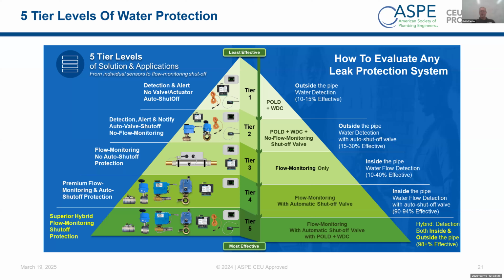And then tier 3, when you start getting into flow monitoring, it's about 10 to 40% effective, depending on where you apply this flow monitoring. This application here might be an emergency room in a hospital where you want notification, but you don't want to shut the water off if you're doing surgery, right? So you get notifications, somebody comes and shows up. Again, you have to do the automatic shutoff.